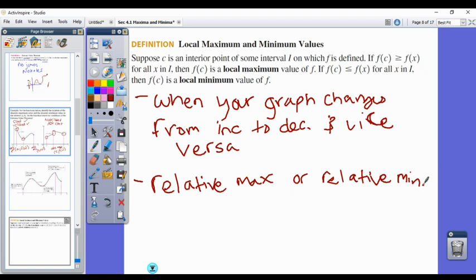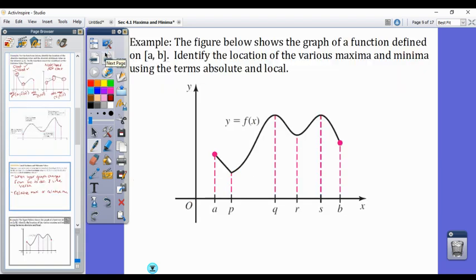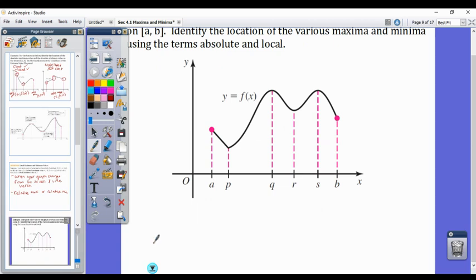Okay, so let's put this all together. All right, so we have a nice picture here defined along the interval A and B. And it wants us to identify any of the locations of maximum and minimum and use the terms absolute and local. Okay, so one other definition I want to give you before we do this problem is the word extrema. So what extrema means, it's the collective name for all of your maximum and minimum values.